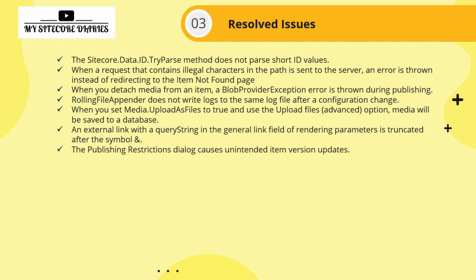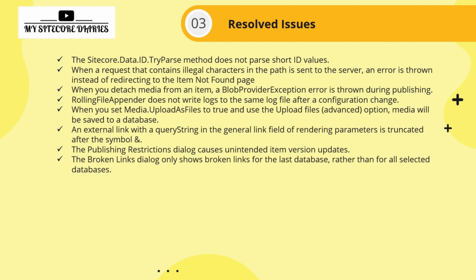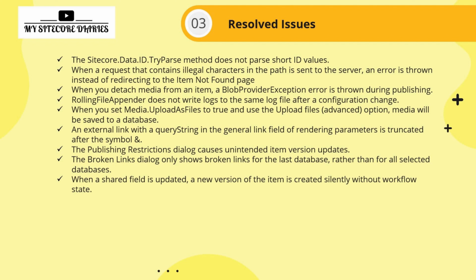The publishing restriction dialog causes unintended item version updates. So this is also fixed. The broken links dialog only shows a broken link for the last database rather than for all selected databases. They have also made a fix where a shared field is updated and a new version of the item is created silently without workflow state. When we update the shared field, it creates a new version of an item without a workflow state.